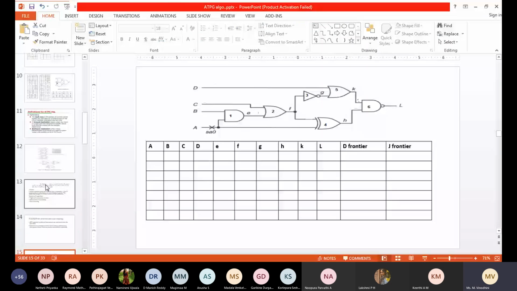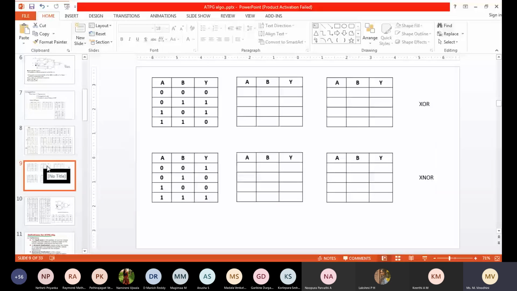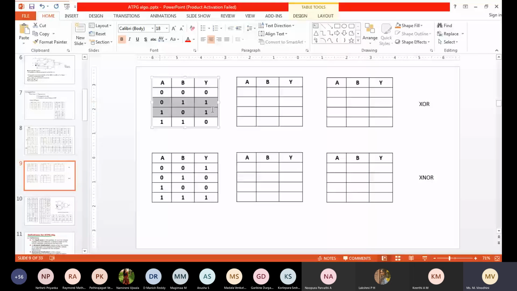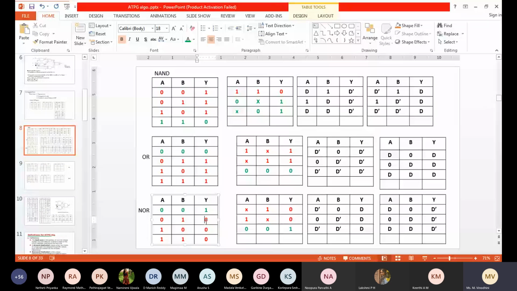Before that, I forgot to explain how to get the singular cover or the propagation D cube for XOR. I told you yesterday singular cover is not possible. Suppose this is the truth table of an XOR, I can divide it into 2 groups, one having 0 as output, and the other group having 1. Singular cover, what we did there: there are 3 combinations with 0 output and 1 combination with 1 output. So the 1 combination I wrote as such.